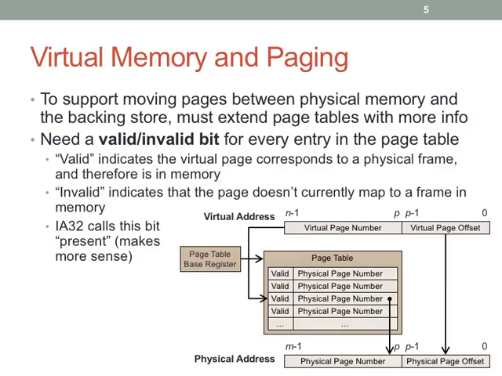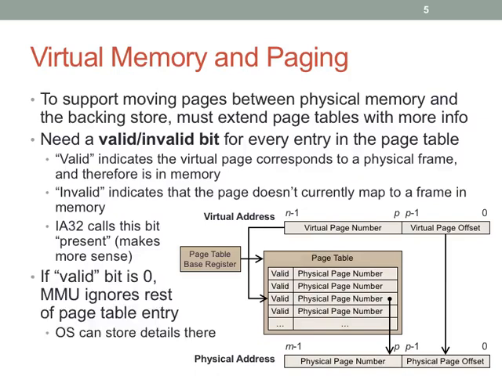Remembering the terms, a frame is a physical page, an actual region of physical memory. A page typically means a virtual page, so it's a chunk of memory in a process's virtual address space. Okay? And of course, if the valid bit or present bit is 0, then the MMU is going to ignore everything in the page table entry.